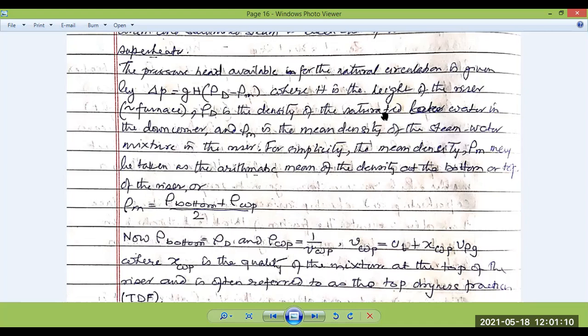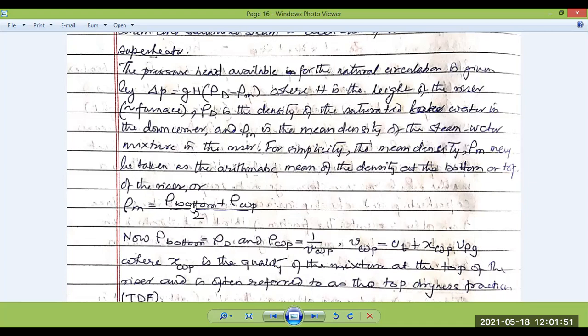Now, rho D is the density of the saturated water in the downcomer, and rho M is the mean density of the steam water mixture in the riser itself. To simplify, the mean density rho M is taken as the arithmetic mean of the density at the bottom or top.